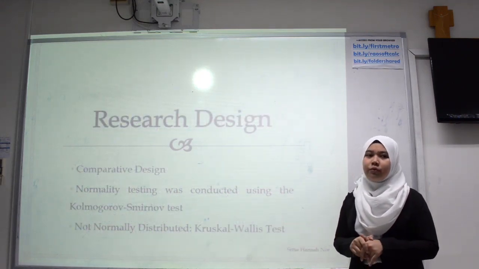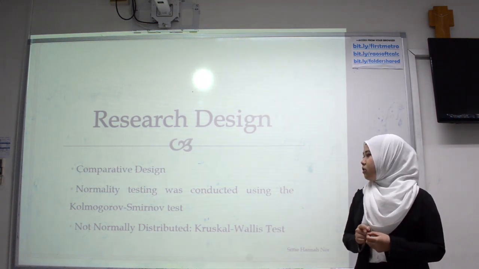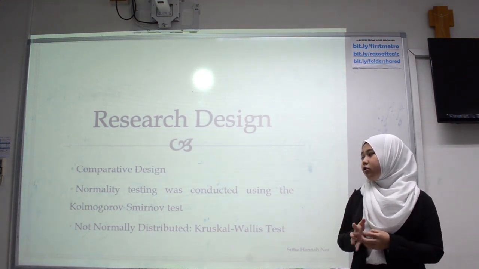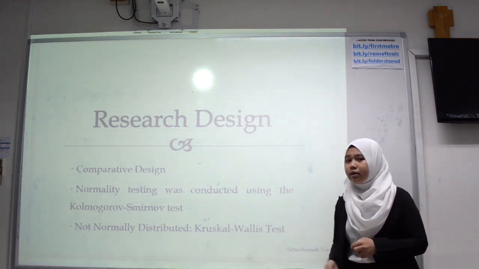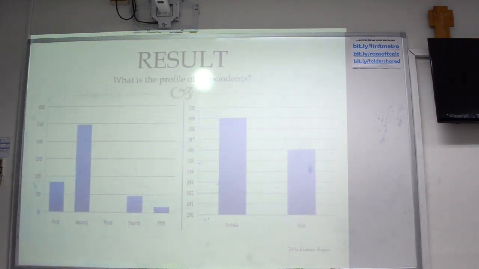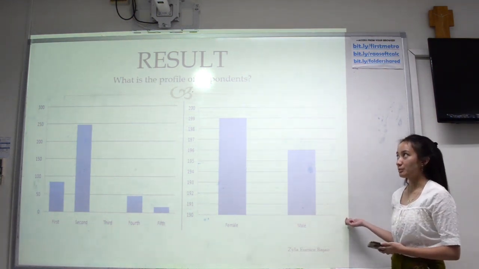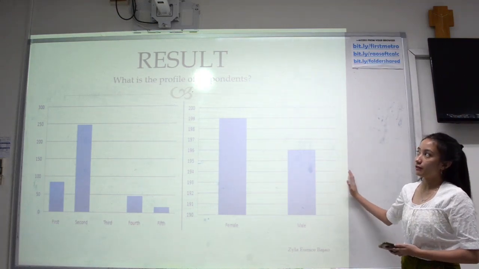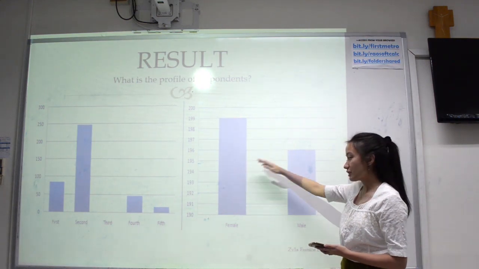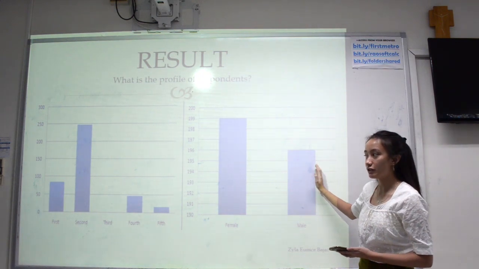In our research design, we used a comparative design, and normality testing was conducted using the KS test. The results were not normally distributed, so we used the Kruskal-Wallis test. These results are based on the statement of the problem. First, this is the profile of the respondents. As you can see, we have 199 female respondents and 196 male respondents, which totals 395 respondents.